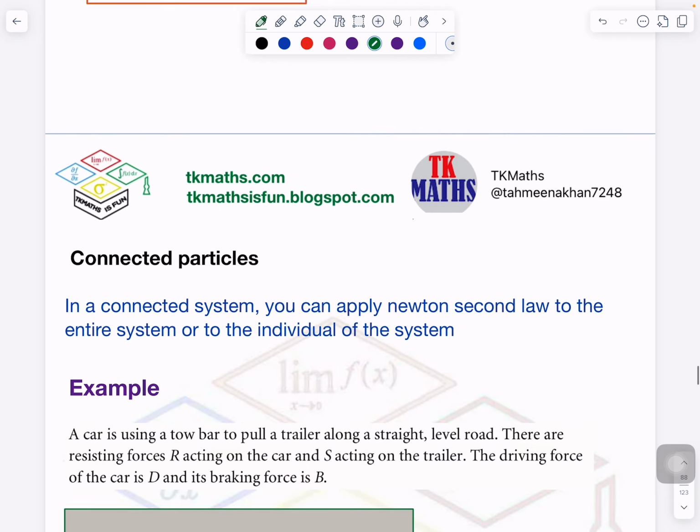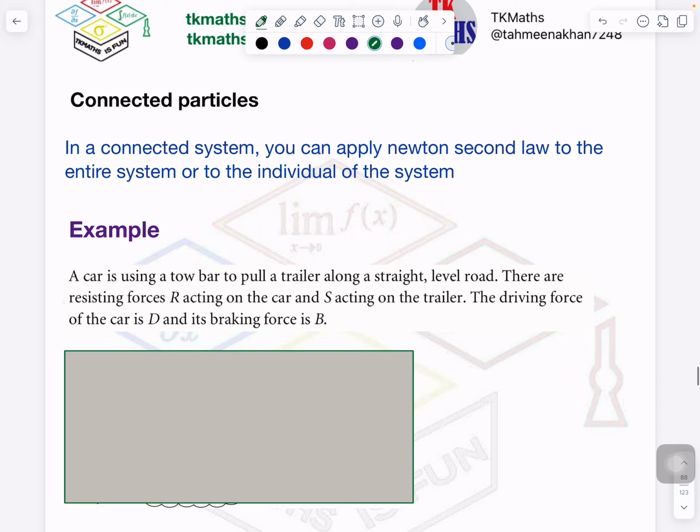So let's see one example here. In a connected system, you can apply Newton's second law to the entire system or to the individual parts of the system. Now, what does this mean? Let's see here, because this is something very important and helpful to solve questions and to get the desired result.